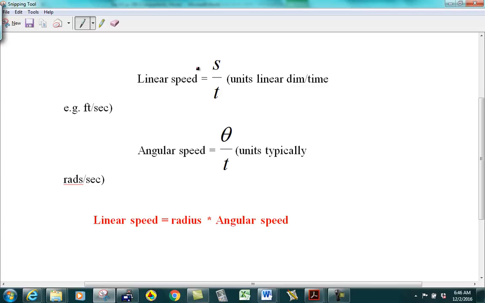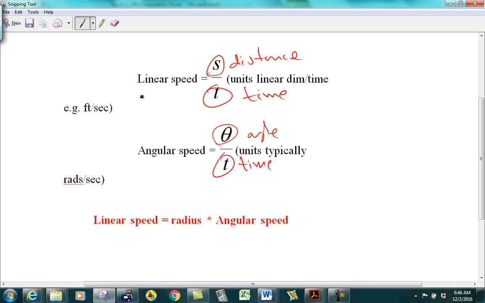So you know from grade school, 6th grade, that linear speed is equal to distance over time. Then a similar definition would be angular speed, which is angle over time. And how are these two connected? So we know that S is equal to r theta, right, from what I derived earlier.